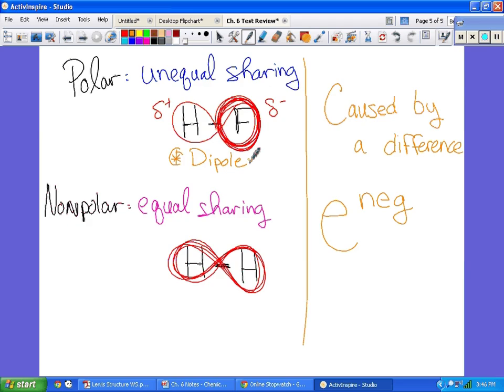However, today we talked about this. We talked about how an LDF is caused by that sudden, momentary shift in poles. Most molecules are larger than this, but hydrogen has one electron. Will it always be 1 and 1? For a split second, it could be 2 and 0 on either side. So for that momentary split second, it can be different, but most of the time it's going to be that way.